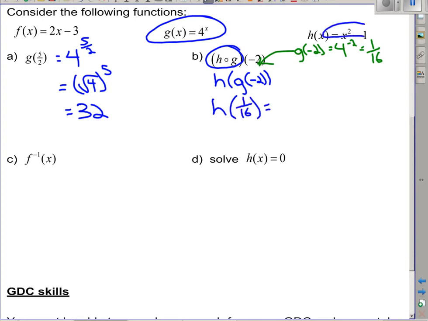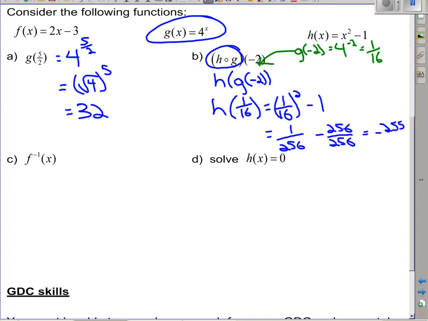Okay. h is x squared minus 1. So we'll be looking here at 1/16 squared minus 1. So 1/16 all squared minus 1, which would be the same as 1 over 256. And 1 is 256 over 256. So negative 255 over 256.